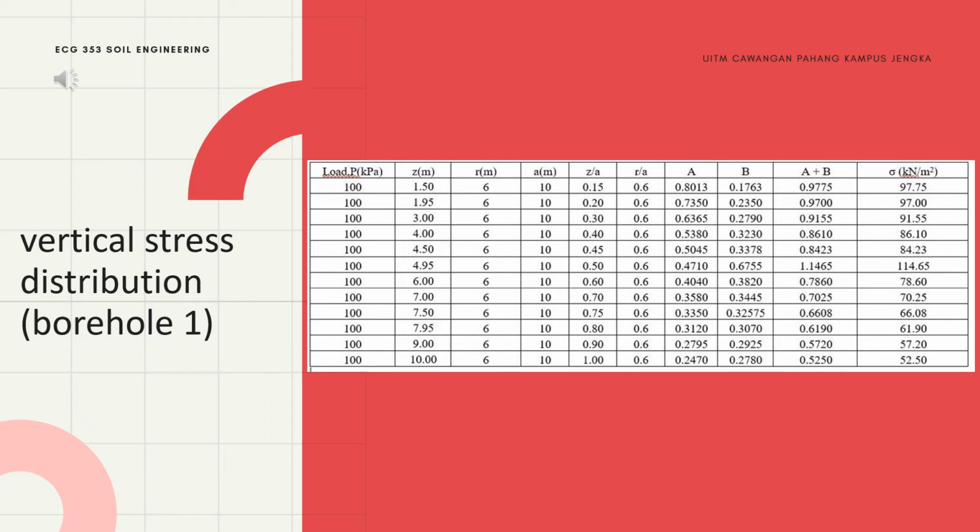This calculation also includes the interpolation method to calculate the values of A and B. So after we get the sum of A and B, we can calculate the vertical stress due to the weight of the water tank using the formula: applied stress multiplied by the sum of A and B.